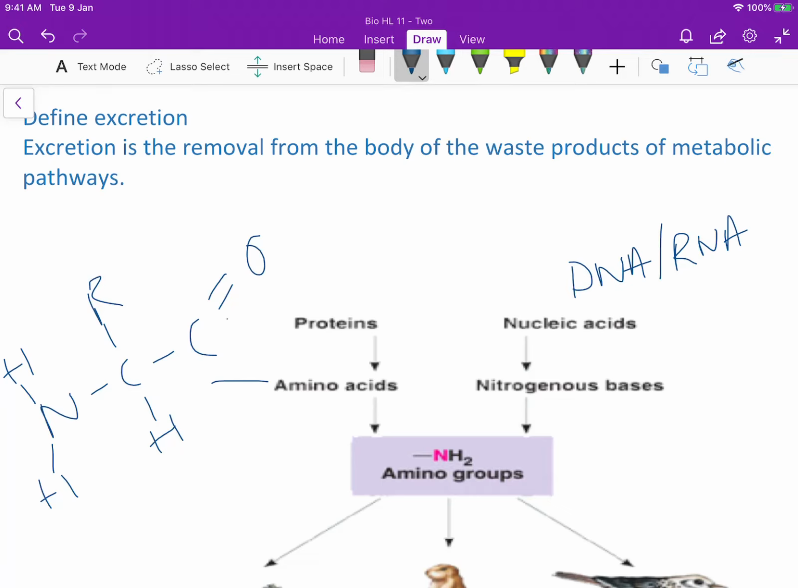Just a quick recap of amino acid structures. So proteins are broken down, and then we need to remove the amine group. Because we're removing the amine group, this is deamination. Okay, so deamination takes place in the liver. We get deamination in the liver, and that's the removal of the amine group.